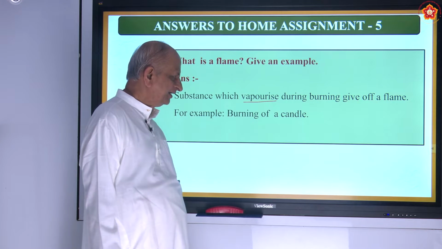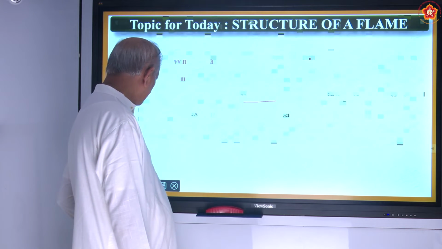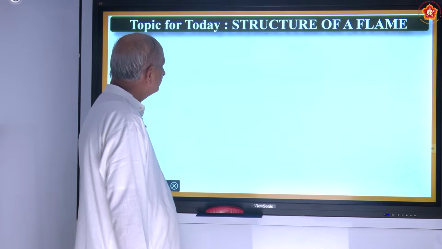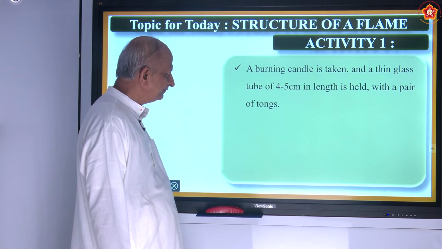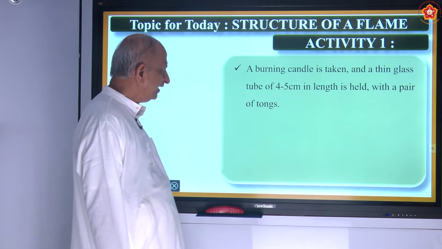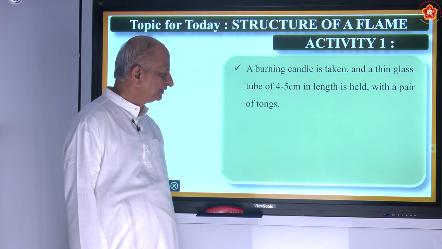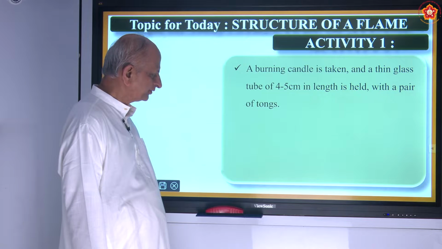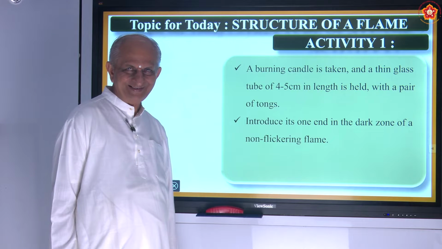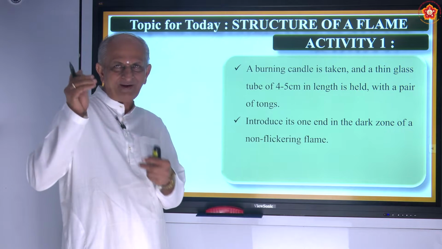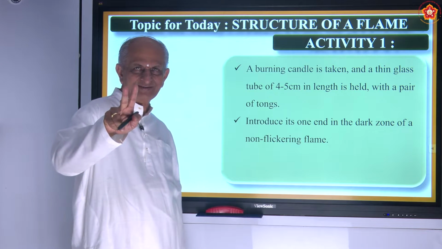So burning of a candle, and we are going to study about that in detail today. So in today's topic, structure of a flame. How will a flame be? We have to take a burning candle. A thin glass tube of 4 to 5 centimeters length is held with a pair of tongs. Why do you want a pair of tongs? Because it will be hot, is it not? So your hand becomes hot. To avoid that, you should have a pair of tongs. You have to catch it like this.